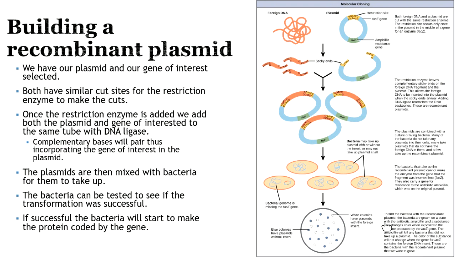So if they're white, they have the plasmids with the insert, but if they're blue, then we know they don't have it. So then we'll select the white colonies and grow them up, and grow more and more of them, and bacteria grow really rapidly, and then we can use those to make insulin. It's quite cool.